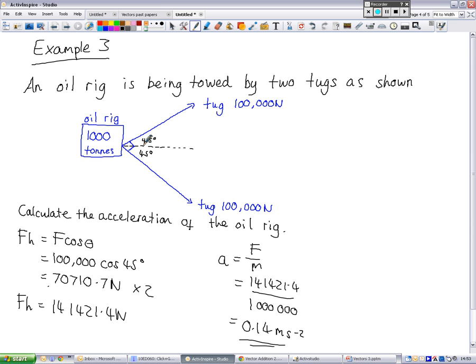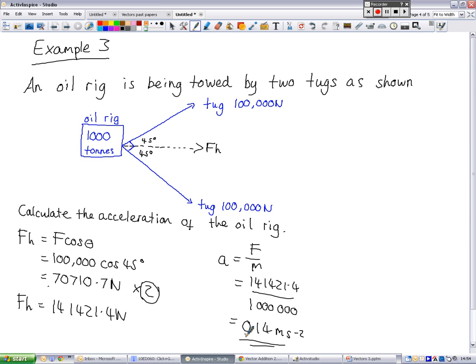The final and perhaps most complicated example that we looked at was where we've got more than one horizontal component of force. We've got an oil rig being pulled along by two tugboats, both of 100,000 newtons. This angle is 90 degrees in here. We cut that angle in half, so we've got 45 degrees. Calculating the acceleration, our horizontal force here is going to be 100,000 cos 45, but it's going to be twice that, because we've got two horizontal components of force in the same direction. So we calculated what that was and then figured out a equals F over m from that.